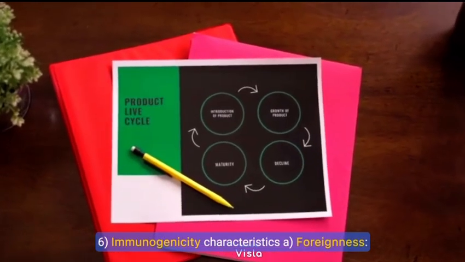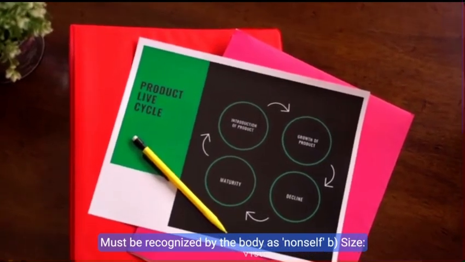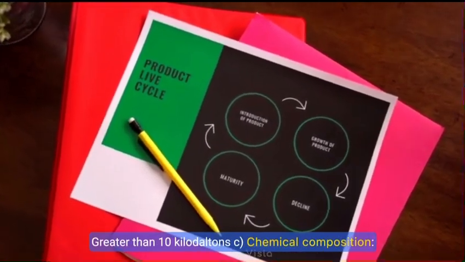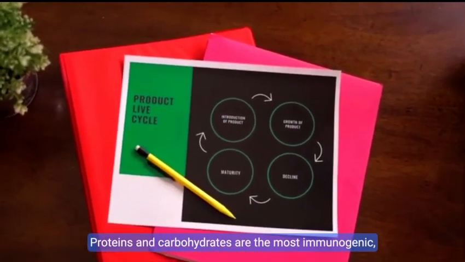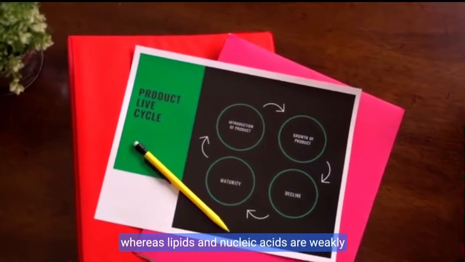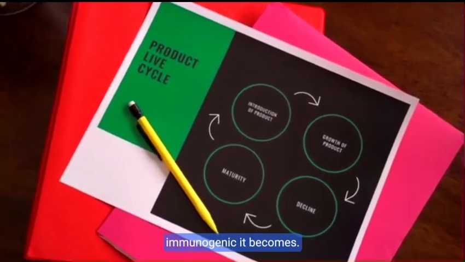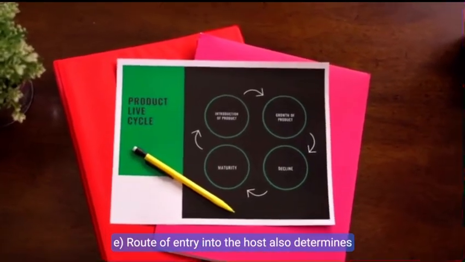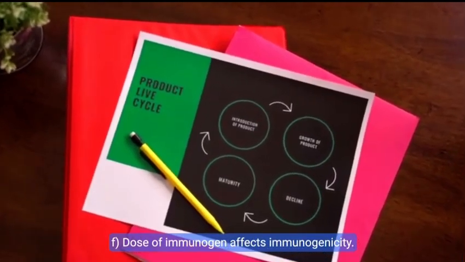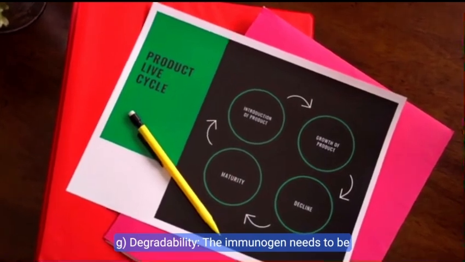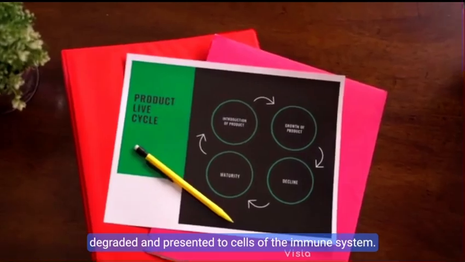6. Immunogenicity characteristics. A. Foreignness, must be recognized by the body as non-self. B. Size, greater than 10 kilodaltons. C. Chemical composition. Proteins and carbohydrates are the most immunogenic, whereas lipids and nucleic acids are weakly immunogenic. D. Complexity. The more complex a molecule, the more immunogenic it becomes. E. Route of entry into the host also determines immunogenicity. F. Dose of immunogen affects immunogenicity. G. Degradability. The immunogen needs to be degraded and presented to cells of the immune system.